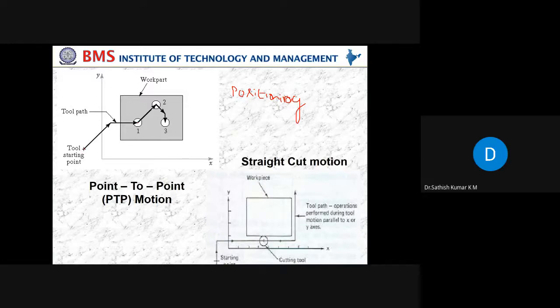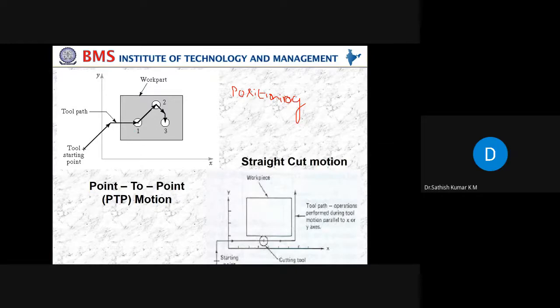Please understand, the tool is going to be positioned at a particular location and work will be carried out at this particular point. Then again the tool will be positioned at some other location and work will be carried out. Remember, when the tool moves from the first position to the second position, there will not be any operation performed. Please observe carefully. Point to point means the tool is going to be moved from one point.